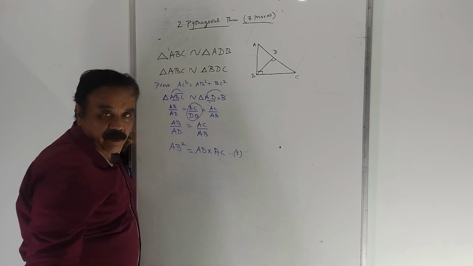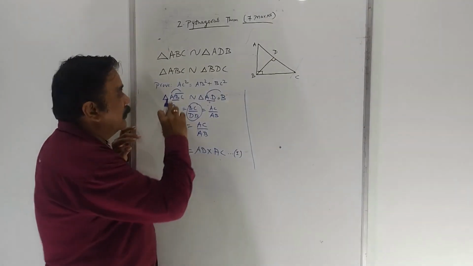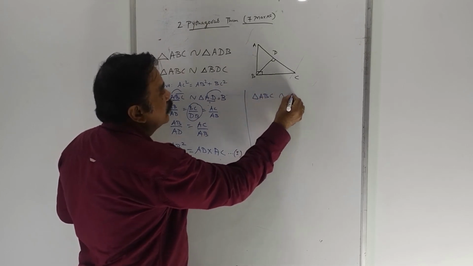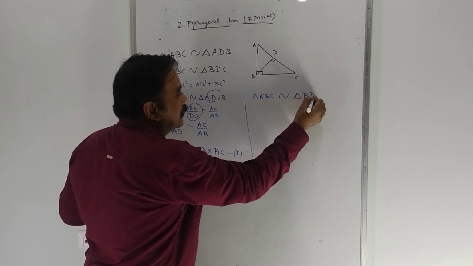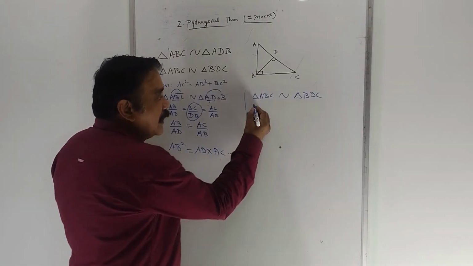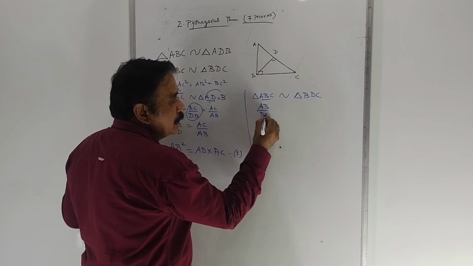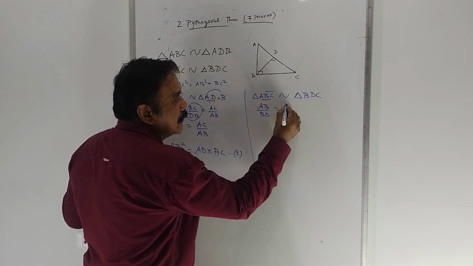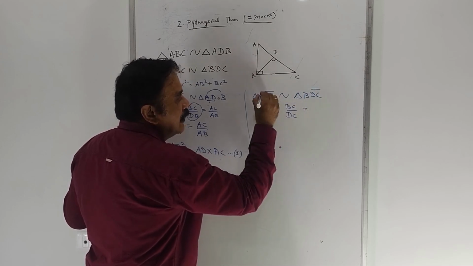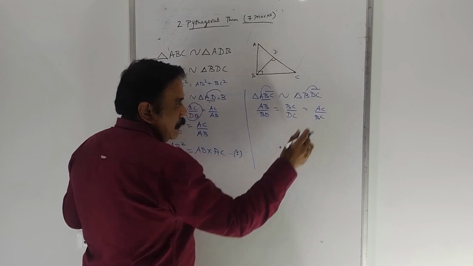I'll write it as first statement. Understood? Now what do I do? I take the second one, which is that triangle ABC is similar to triangle BDC. Is that clear? Triangle ABC similar to triangle BDC. Now here again I will take sides as proportional. AB upon BD is equal to BC upon DC. Got it? And then you are having AC and BC. So AC upon BC.